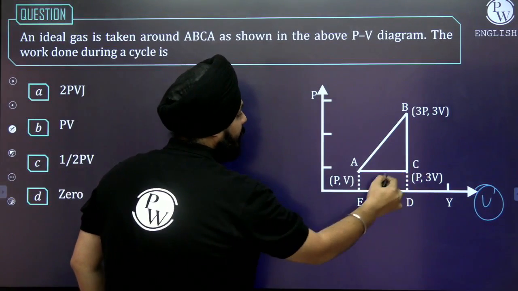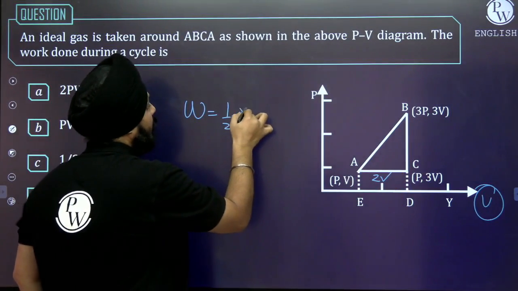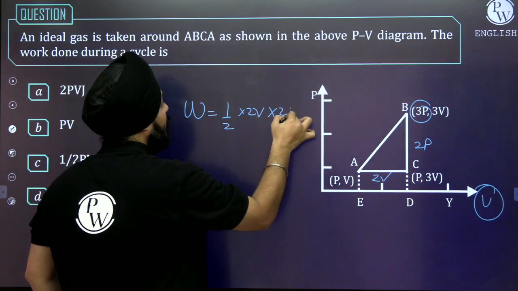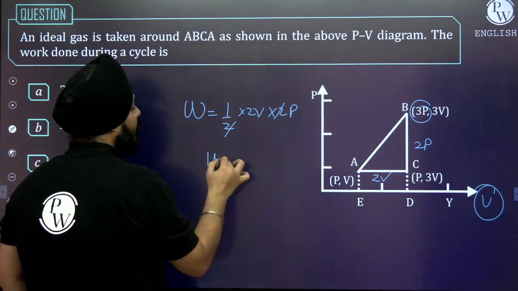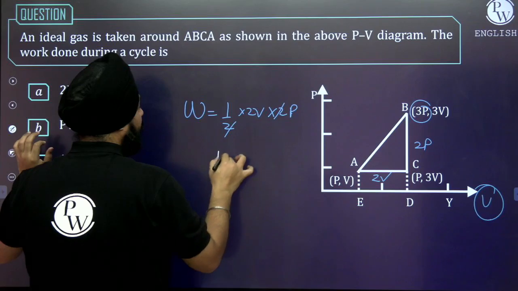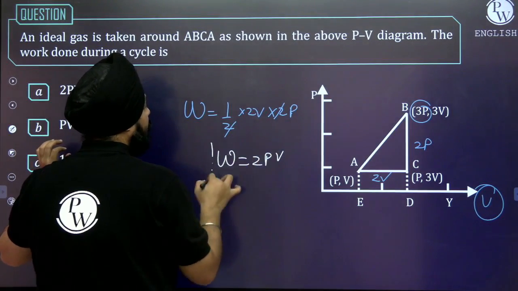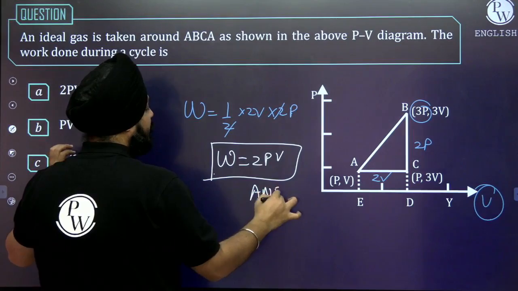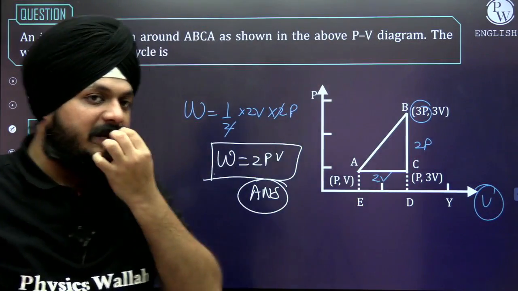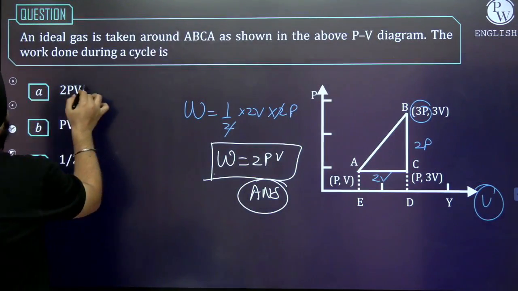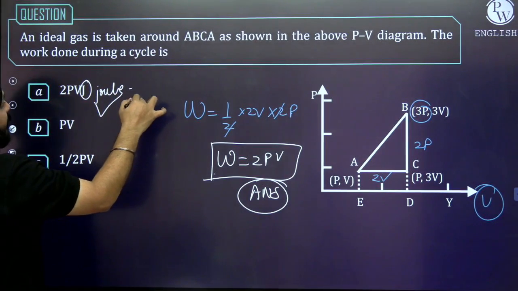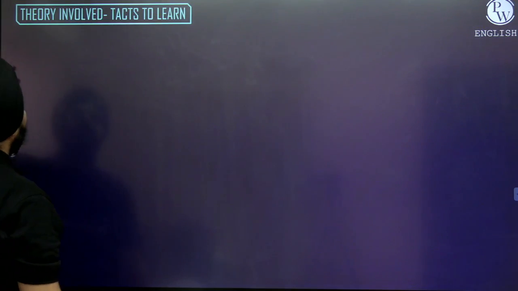What is this? 3v minus v, 2v. What is this height? 3p minus p, 2p. The 2p is going to cancel. Work done, right? What will be the value of work done? Simple, we are applying the direct formula. Work done is equal to 2pv joule. That is the perfect answer for this specific question.